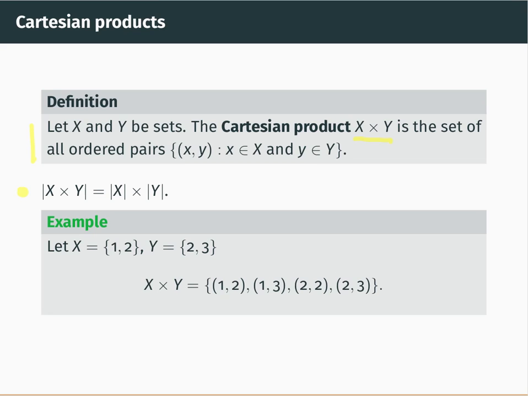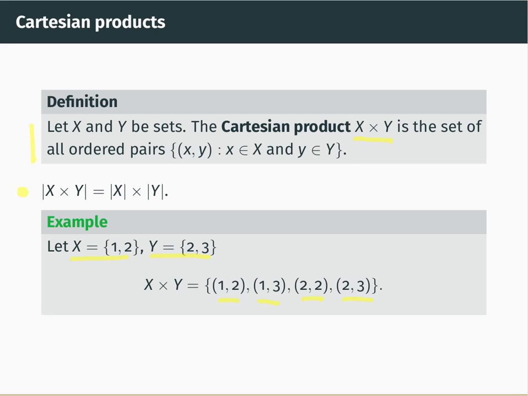Let's look at an example to see why that's true. In my example, X is the set containing 1 and 2, and Y is the set containing 2 and 3. In that case, the Cartesian product, X times Y, is the set of all ordered pairs where the first element is either 1 or 2, and the second element is either 2 or 3. So specifically that will give us (1, 2), (1, 3), (2, 2), and (2, 3).